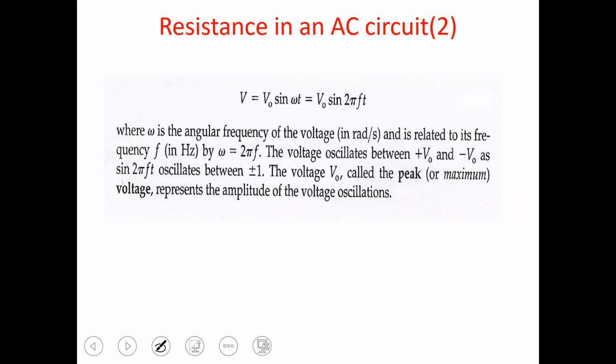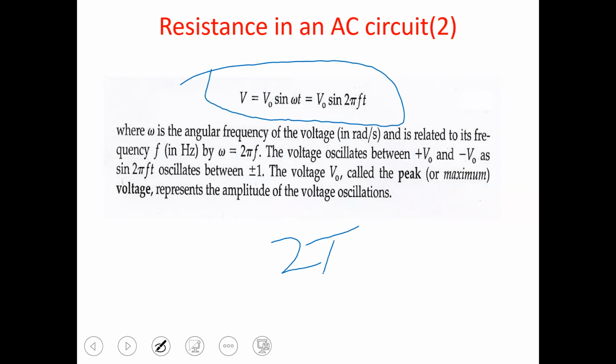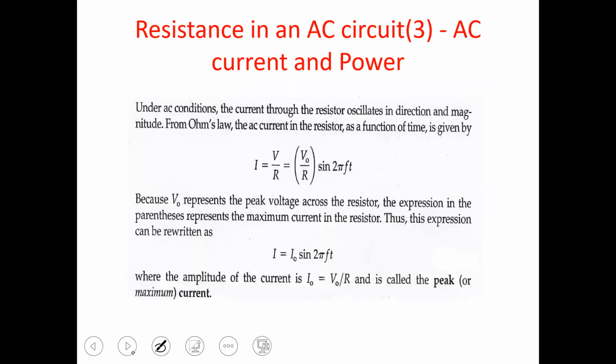Still on resistance in the circuits, you must have seen 2 pi f defined as angular frequency in the past. So that's the only strange thing I see here. The W here is the Greek letter omega, the angular frequency of the voltage, measured in radians per second, and it's related to the frequency by 2 pi. So there's nothing new here.